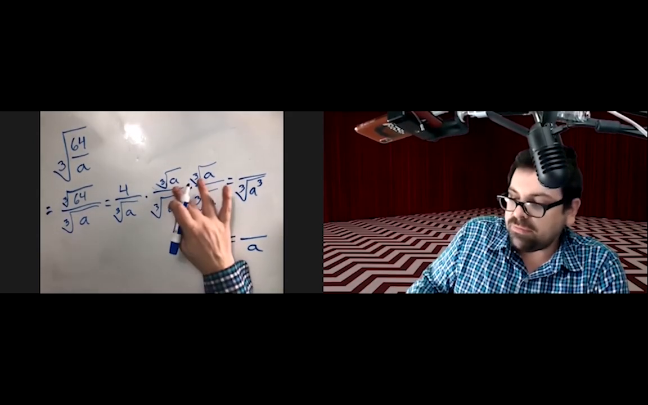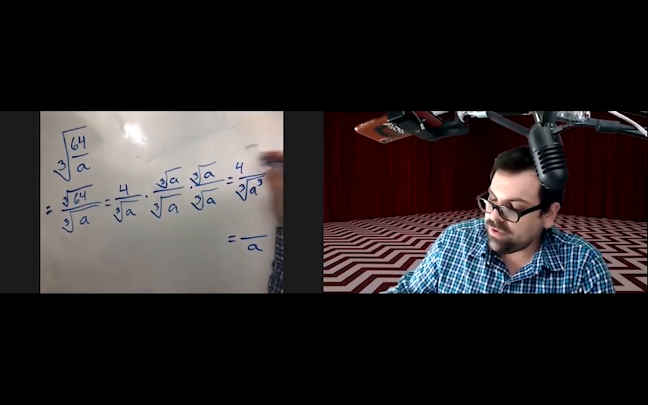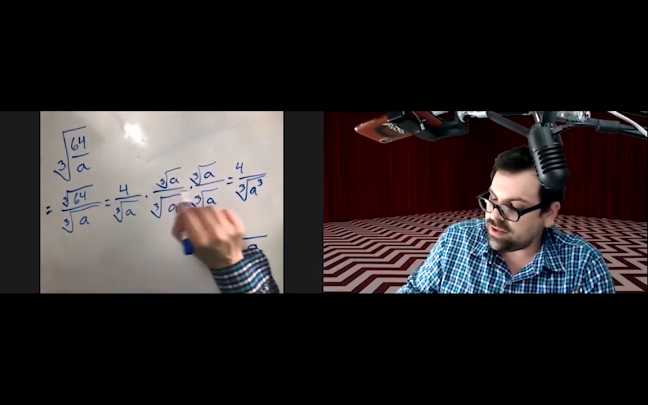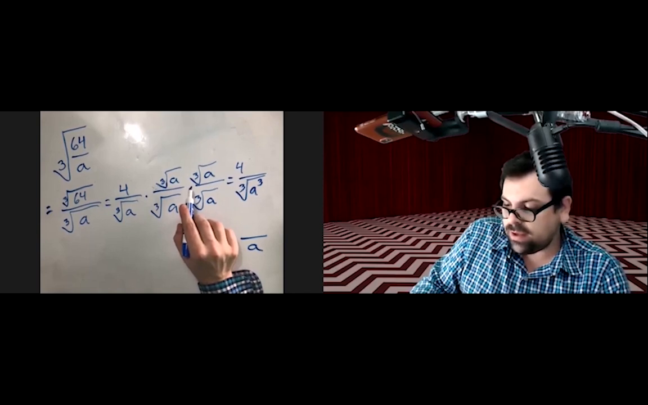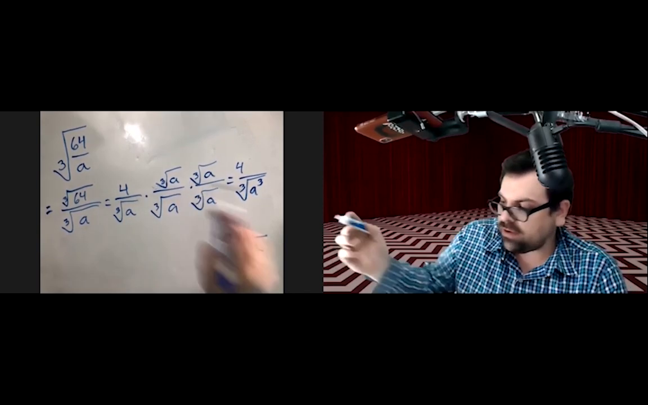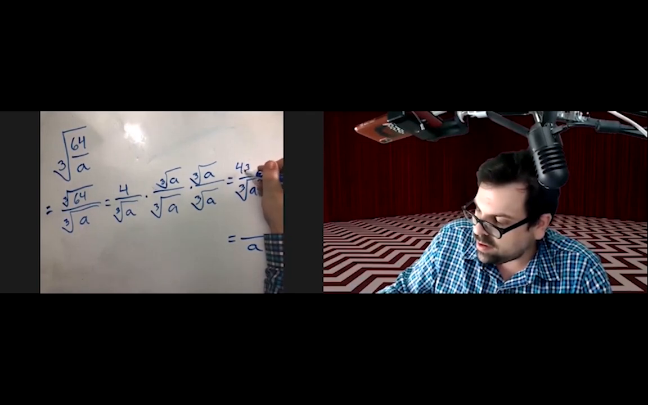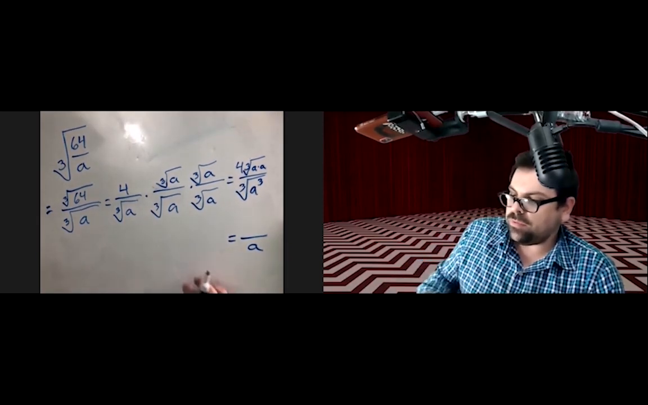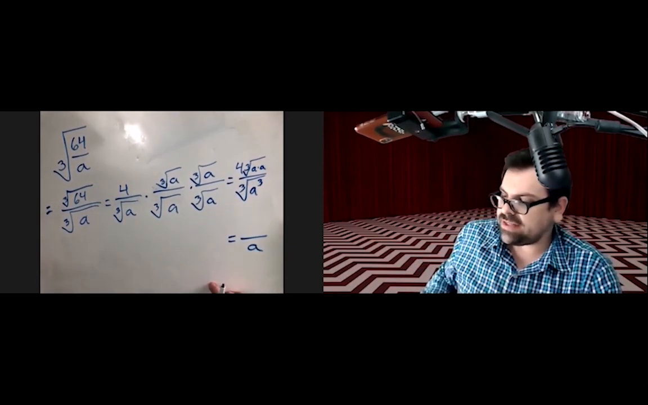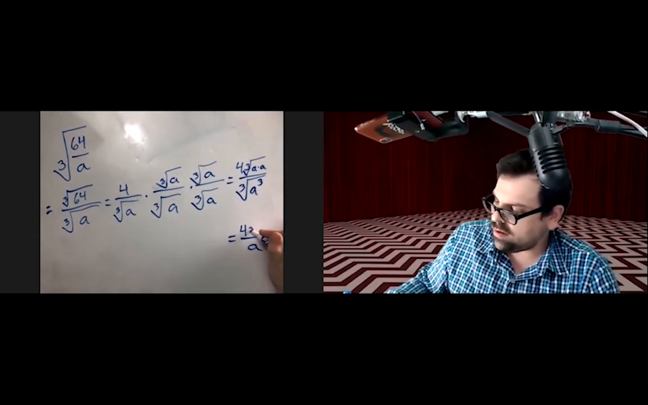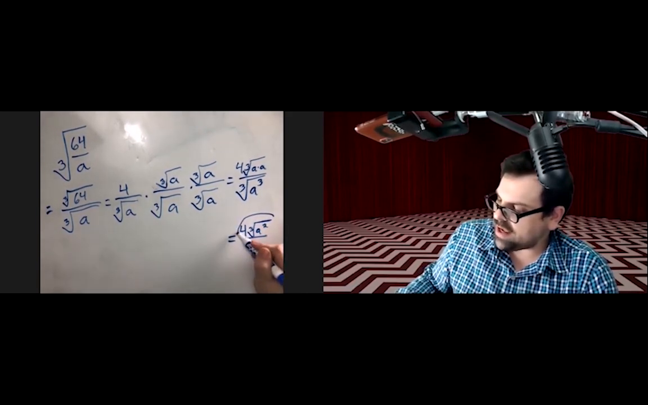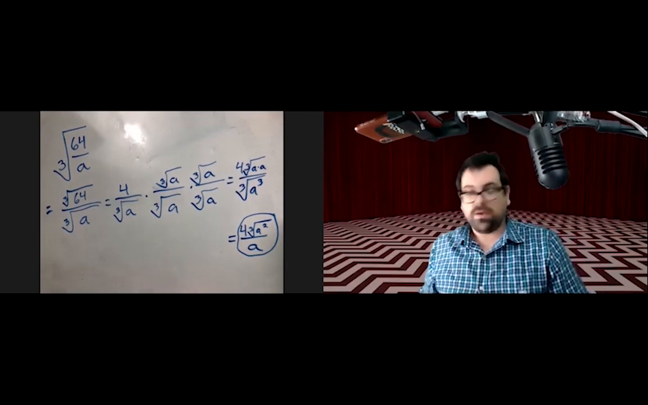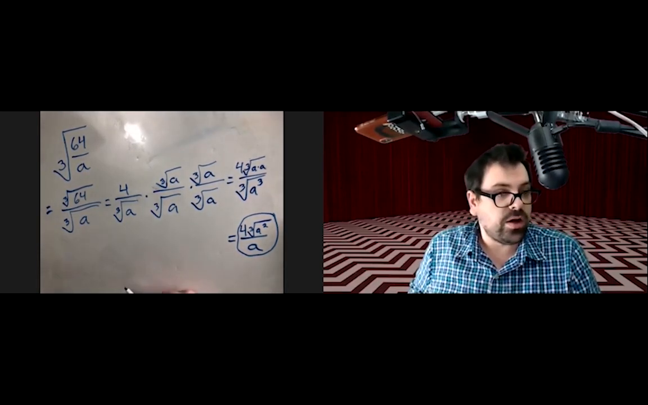But what would we have on top? We would have 4 times 2 of these. But it wouldn't be 2 cube root. That would be if we were adding. It would be the cube root times itself. Or the cube root of a times the cube root of a is the cube root of a times a. Cube root of a squared is how we would write that. 4 cube root of a squared all over a.